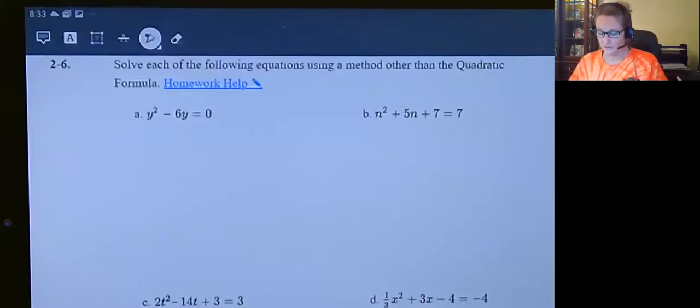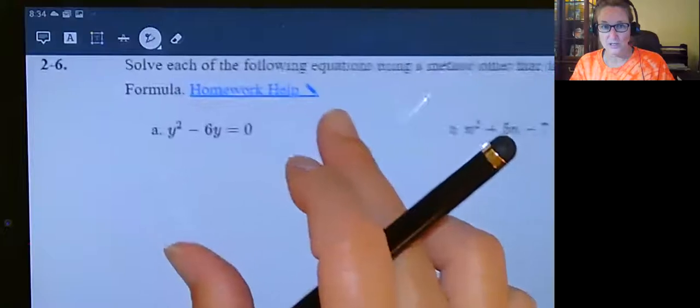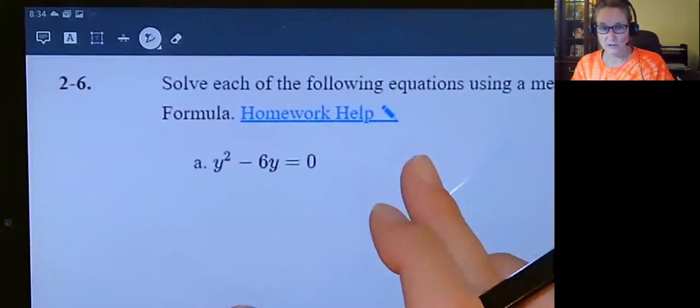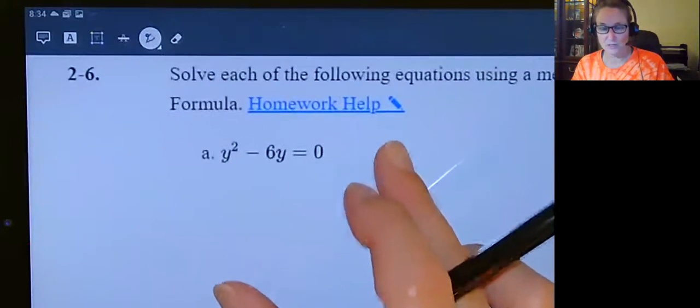So this video is on homework chapter 2, homework number 4, which is 2-6 through 2-11. On this first section, we are supposed to solve these quadratics, but they want us to use any method besides the quadratic formula. Now on letter A, we have y squared minus 6y equals 0.